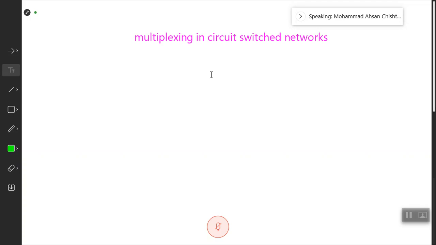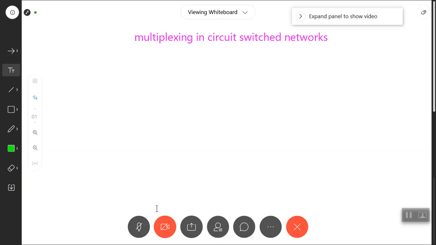Have you studied it in datacom, Ramanand? Have you studied? Okay, then I will just revise this a bit so that it is refreshed.